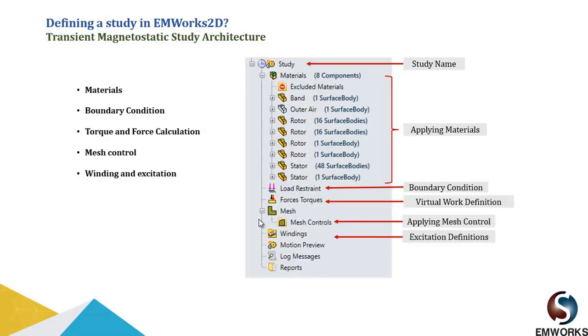On the right of this slide, we have a study tree in EMWorks2D, upon defining a transient magnetic study. The workflow consists of applying the materials, the boundary conditions, and the virtual work definition, which can be either the force or torque calculation. Then you can also apply the mesh control and the excitation.